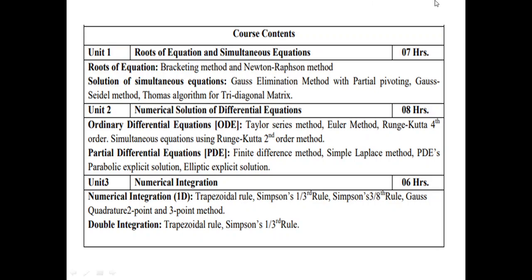The Newton-Raphson method is included in the first part of the first unit, and in the second part they have given the solution of simultaneous equations. In that, you have different methods: Gauss elimination method, then partial pivoting method, Gauss-Seidel method, and Thomas algorithm for tridiagonal matrix.